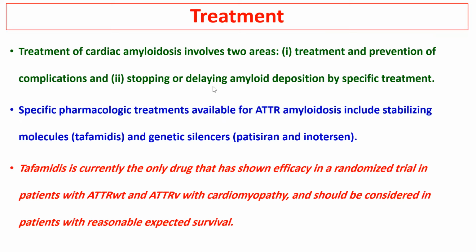The treatment of cardiac amyloidosis involves two approaches: either treatment and prevention of complications, or stopping or delaying the deposition of the amyloid by specific treatment. Specific pharmacological treatments available for amyloidosis include stabilizing molecules like tafamidis and gene silencers like patisiran. These two medications are used in the treatment of cardiac amyloidosis. Tafamidis is the only drug that has been effective in a randomized trial in patients with ATTR wild type and variant with cardiomyopathy, and it should be considered in patients with reasonable expected survival.